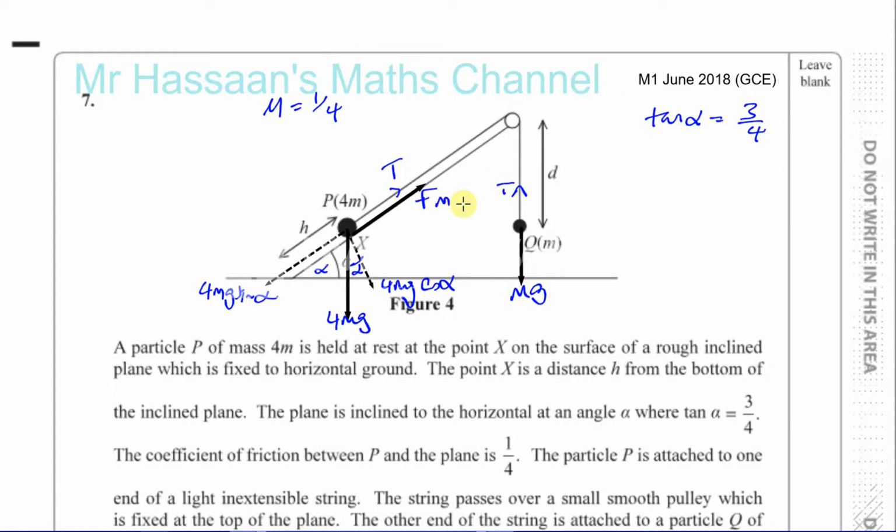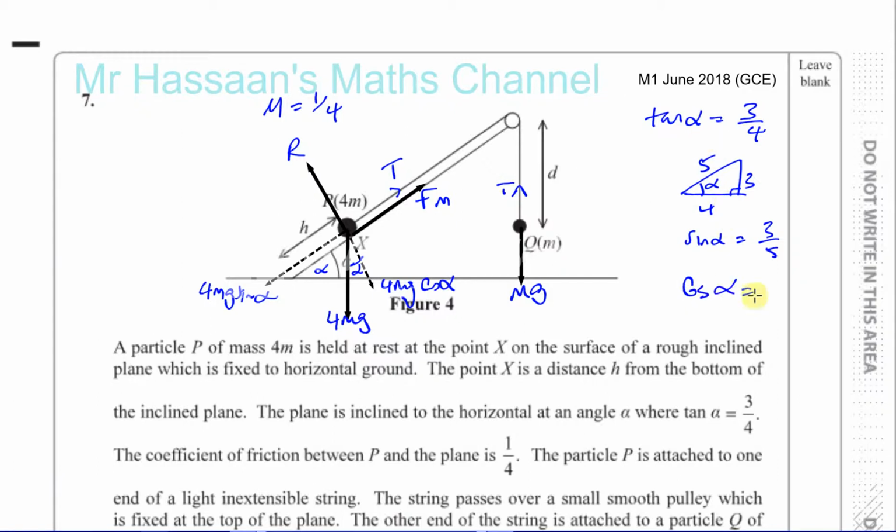You also have the reaction force when two surfaces are in contact, acting perpendicular to the plane. Those are all the forces acting here. Now, tan alpha is 3/4, so we can use that to work out cosine alpha and sine alpha. Tan alpha is 3/4, opposite over adjacent, so that's a 3, 4, 5 triangle. The sine of alpha is opposite over hypotenuse, so that's 3/5. And the cosine of alpha is adjacent over hypotenuse, which is 4/5.